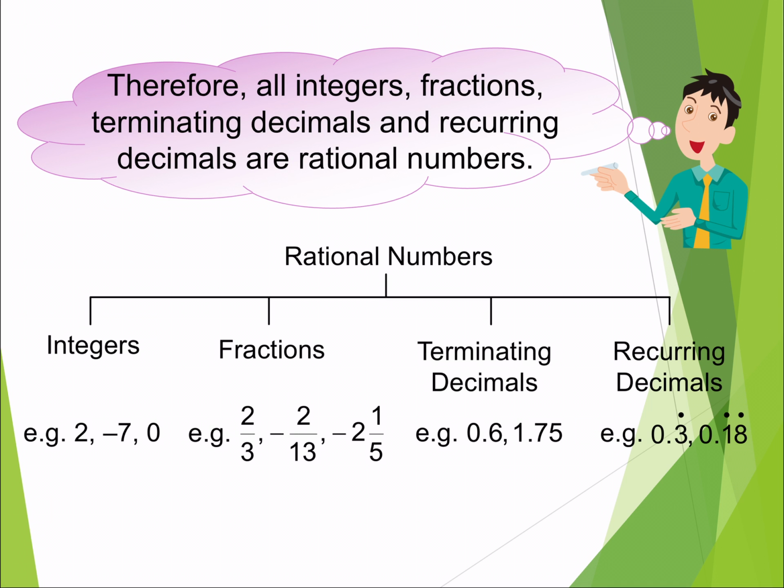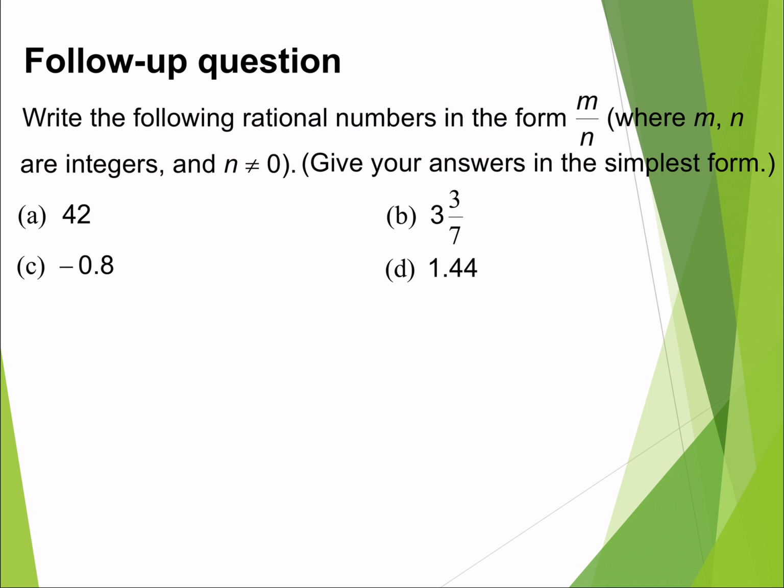So here we have integers, fractions, terminating decimals, and recurring decimals. They are all rational numbers. Okay, let's have some questions. Example: write down the rational numbers in the form of m over n, in the form of a fraction. If we can write it in the form of a fraction, then it is a rational number. 42, which is an integer, we can write as 42 over 1.